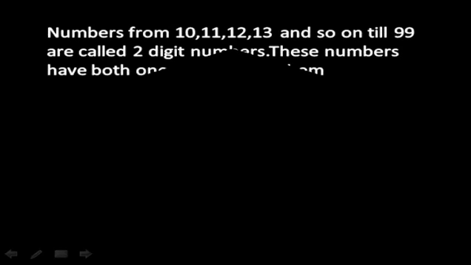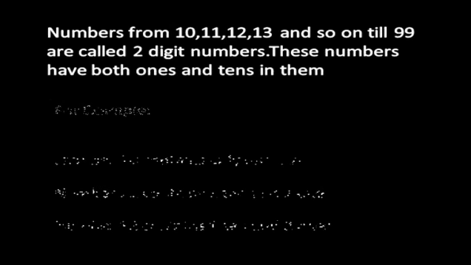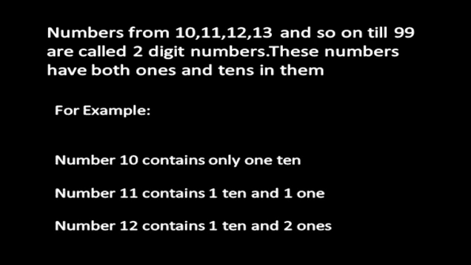Numbers from 10 to 99 are called two digit numbers. These numbers have both ones and tens in them. For example, number 10 contains only one ten. Number 11 contains one ten and one one. Number 12 contains one ten and two ones.